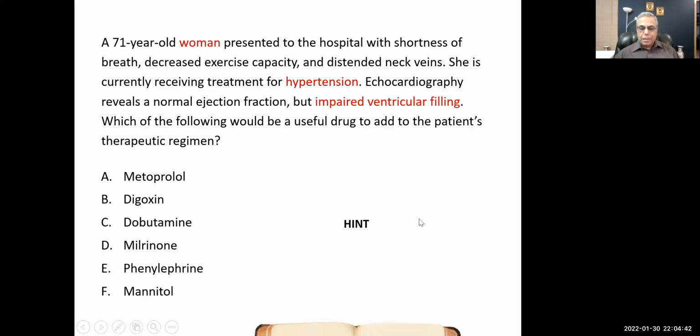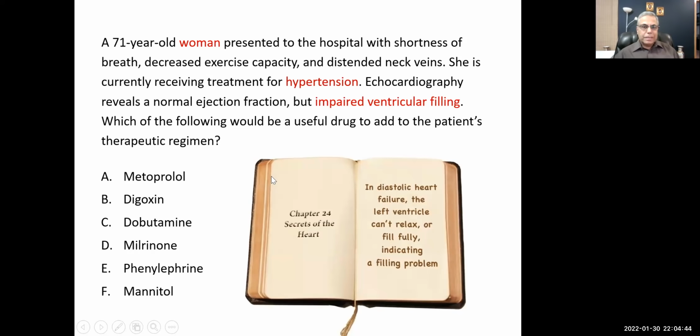Okay, so this is the last slide that we did yesterday, and I explained to you that when there is diastolic heart failure and when there is impaired ventricular filling, what we do is we try to increase the time of diastole. And one way to increase the time of diastole is to slow down the heart rate. When the heart rate slows down, it's the time of diastole that increases quite a bit. The time of systole also increases, but that increases very little.